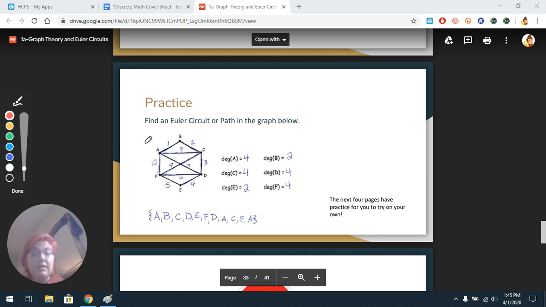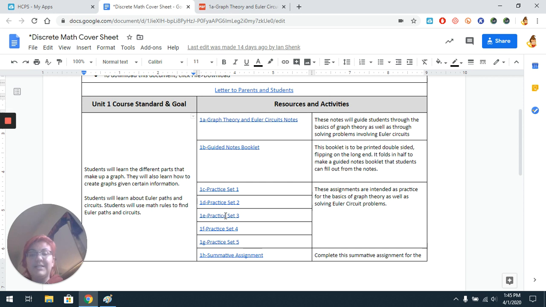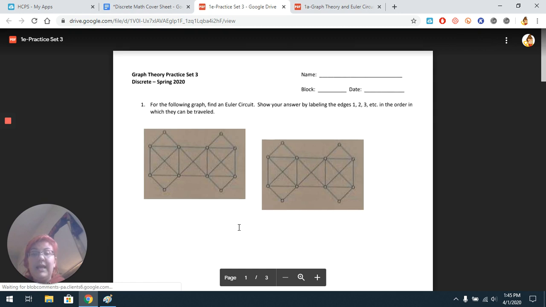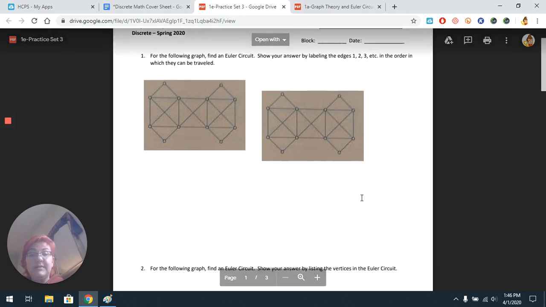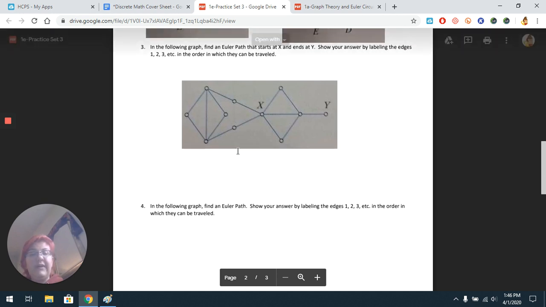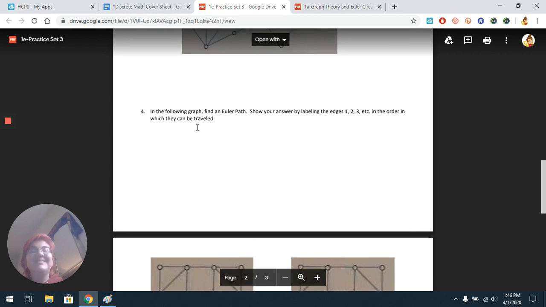Now, there were no bridges here, but remember, if you have bridges to a different portion of the graph, travel them last, unless you have no other option. All right, so we are now at our stopping point. We're going to click over to our discrete math cover sheet and go to practice set 3. And here you're going to use Fleury's algorithm to find an Euler circuit. Same here. I think you're going to use it to find an Euler path here. All right. Good luck.